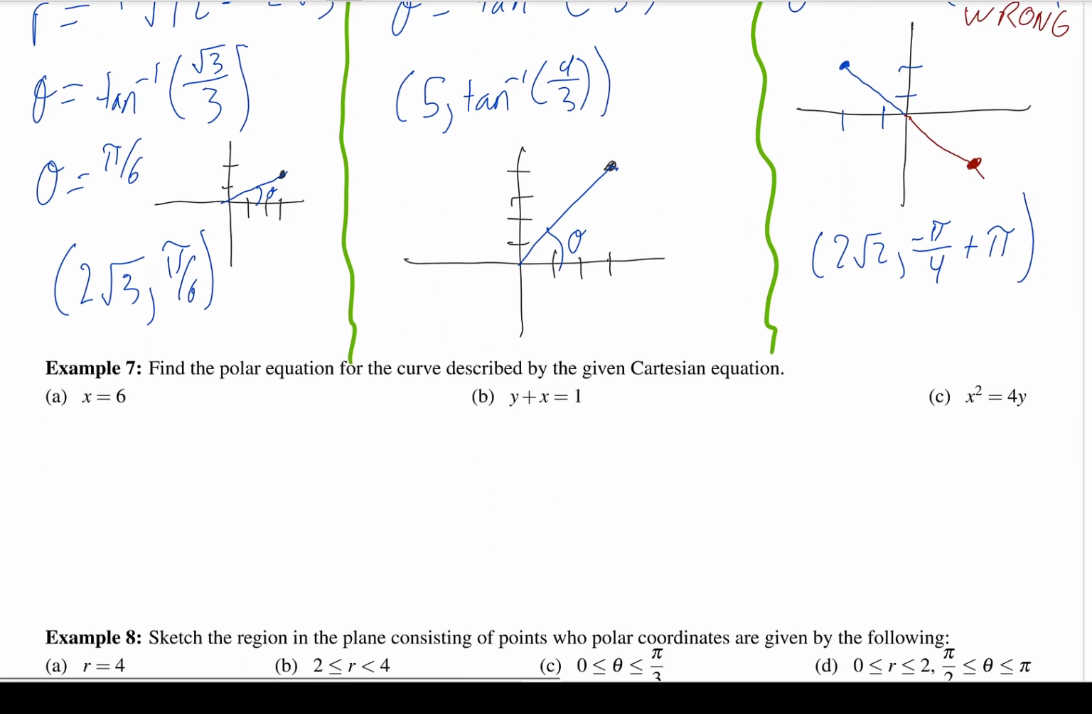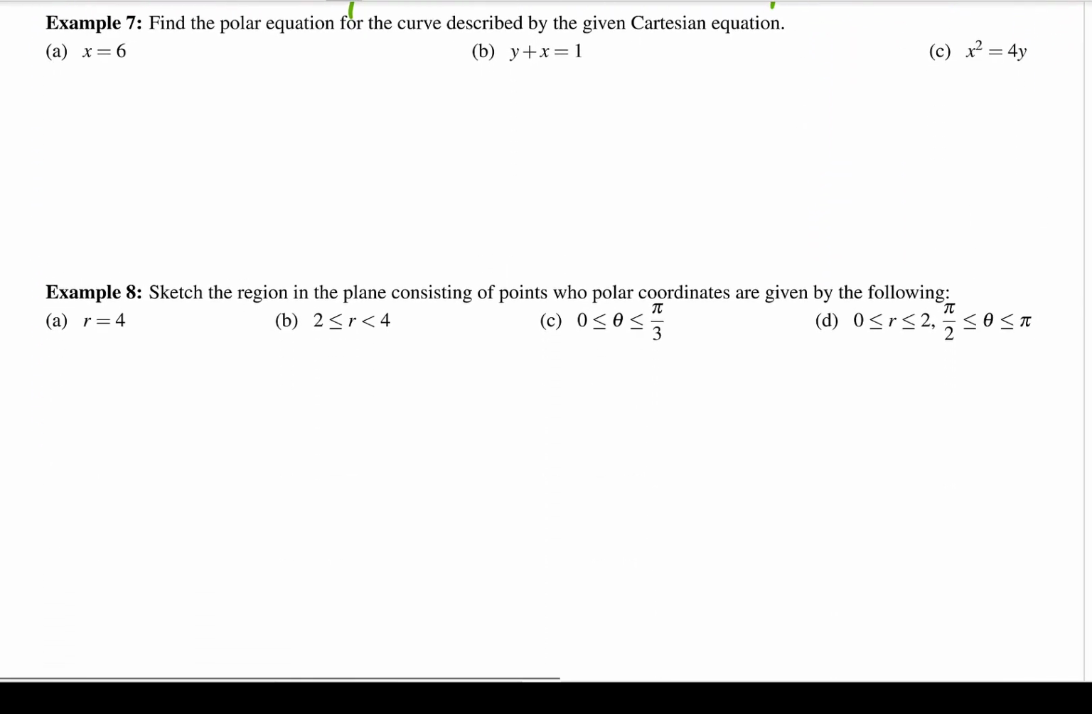Okay, now let's look at example 7. For example 7, we're asked to find the polar equation for the curve described by the given Cartesian equation. So here I know that x is equal to r cosine theta, so I'll write r cosine theta is equal to 6, which means that r is equal to 6 over cosine theta, which is 6 times secant theta.